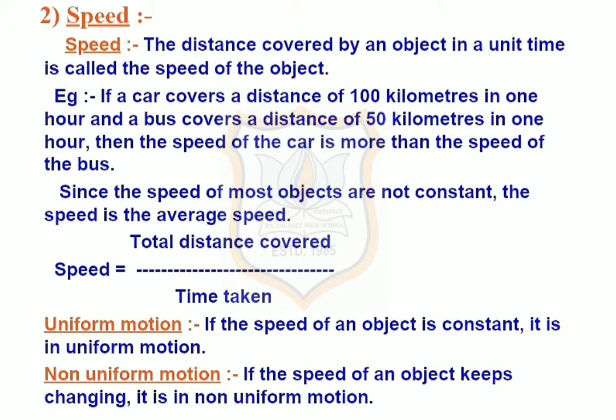In everyday life, we seldom find objects moving with a constant speed over long distances or for long duration of time. If the speed of an object moving along a straight line keeps changing, its motion is said to be non-uniform. On the other hand, an object moving along a straight line with a constant speed is said to be in uniform motion. In this case, the average speed is the same as the actual speed.